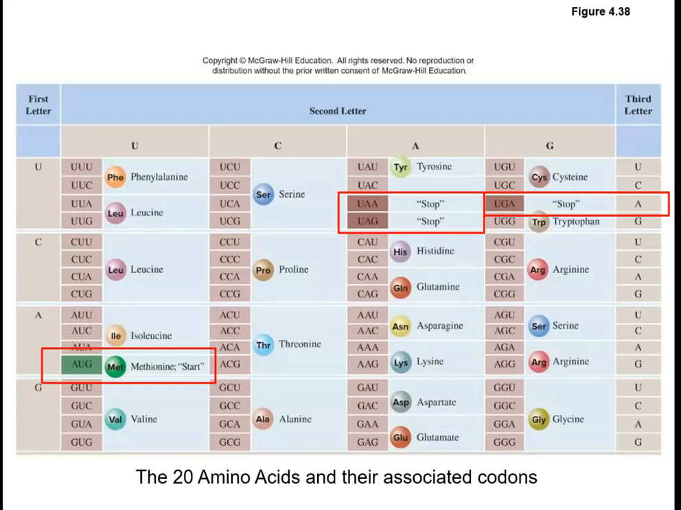As far as what you need to be familiar with in this table, you should definitely know the start codon and what it codes for. So start codon is AUG, and it codes for methionine, and that's always going to be the first amino acid in the protein when it's being made. And you need to know, or at least be familiar with, these stop codons, and know that they do not code for a specific amino acid.